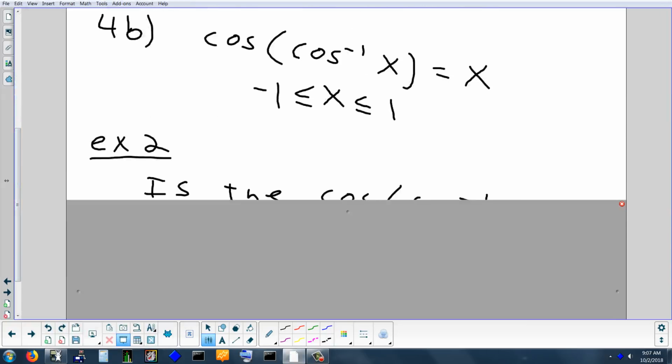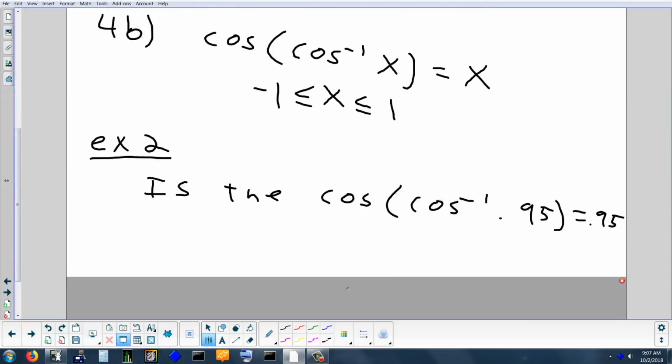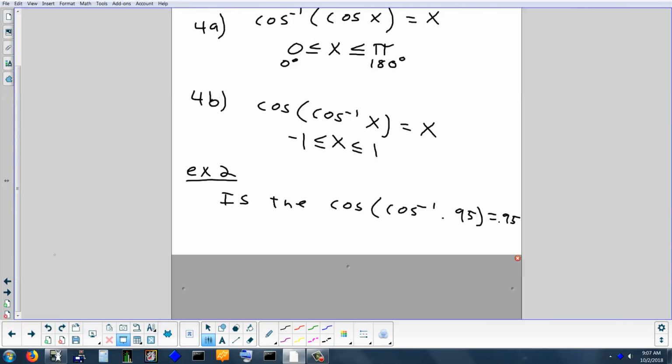Okay, so let's just try a couple with cosine. Cosine of inverse cosine. So first thing I'm going to check out is, does it look like formula 4a or 4b? Scott? B. B, yep. So if it's 4b, we have to be between -1 and 1. Is the number they're giving me here between those two? Yeah. Yep, so that would work. That's fine.